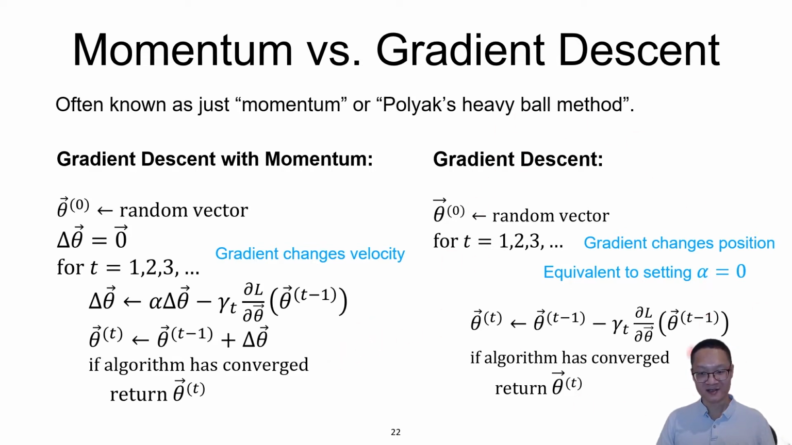This is gradient descent. If we look at momentum and set the momentum parameter alpha to be 0, then we would always have delta theta equal to minus gamma t gradient of L. That actually turns out to be exactly the same as gradient descent. So gradient descent is basically momentum with alpha equal to 0. More generally, in momentum, the gradient changes the velocity, and in gradient descent, the gradient directly changes the position.